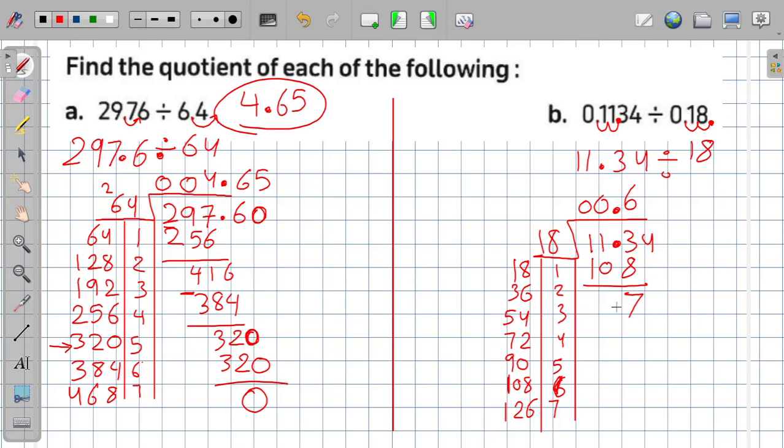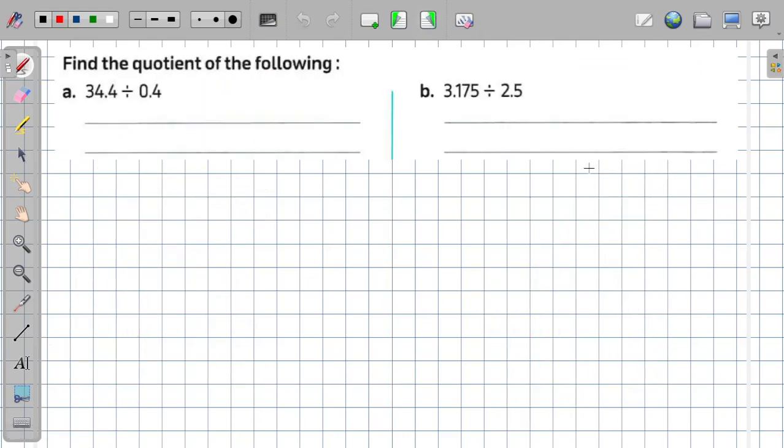And the remainder will be 5. So next I have 4. So I have 54, and 54 is in the timetable of 18. So I have 54 divided by 18 equals 3. So the remainder will be 0, and the quotient will be 0.63, and this is our answer. Okay, let's try another one.